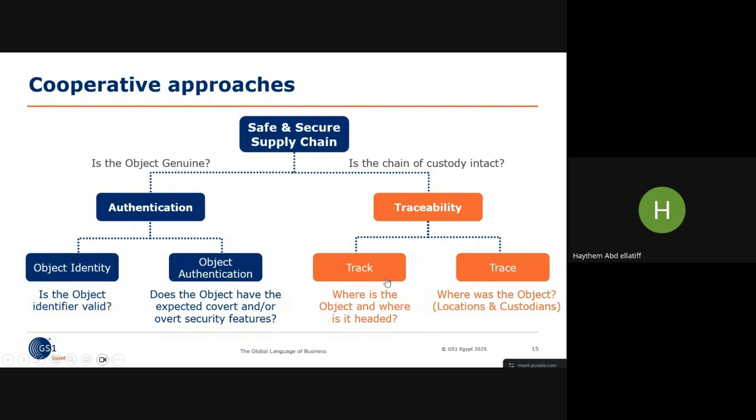A safe supply chain needs identification, authentication, tracking, and tracing. Global standards help countries fight counterfeiting and improve product integrity. Traceability is track and trace. Track means where the product or object is now, and trace is the history and the location.